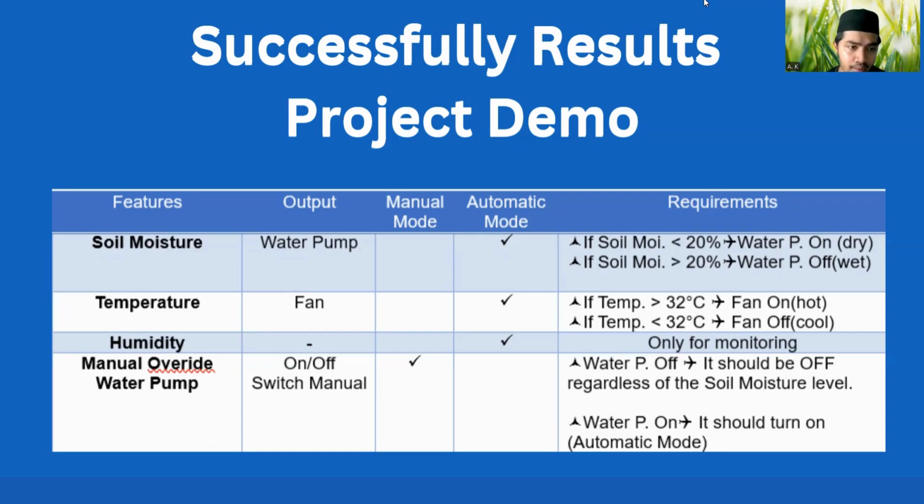Lastly, we add an additional feature, which is a manual override water pump. It is just an on-off manual switch button. It is also for emergency use. Its requirement is if the water pump switch is turned off, it should be off regardless of the soil moisture level. If we turn on the water pump switch, it needs to follow the auto mode requirement.